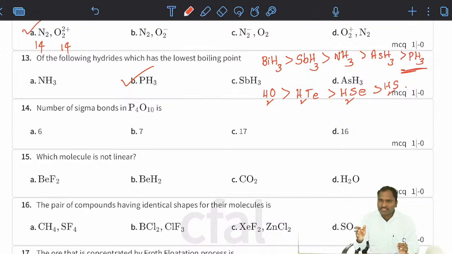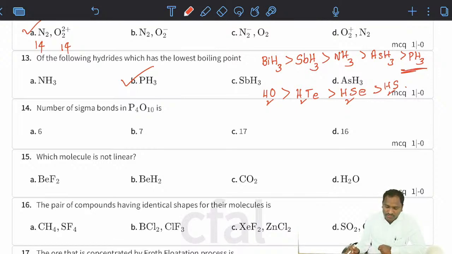H2O, H2S, H2Se, H2Te. You see down the group, the O-H bond length is increasing, so bond strength decreases. Reducing nature follows the opposite of that. I'll explain it at the end, while explaining the p block, I'll give full clarity about hydrides, oxides, how to prepare.